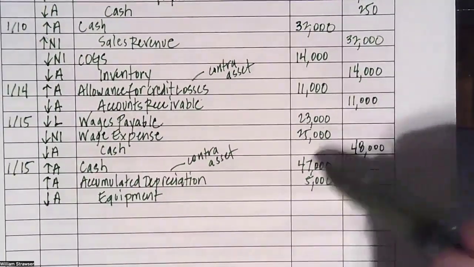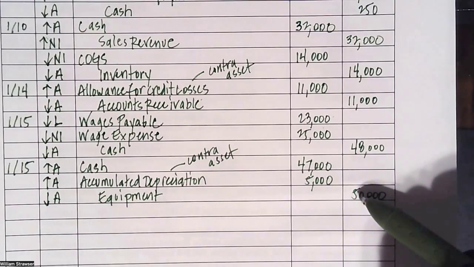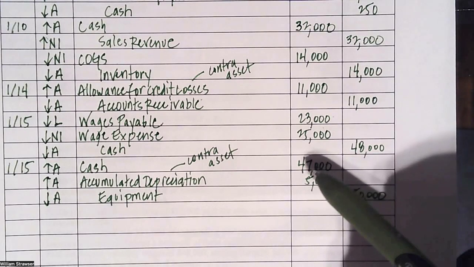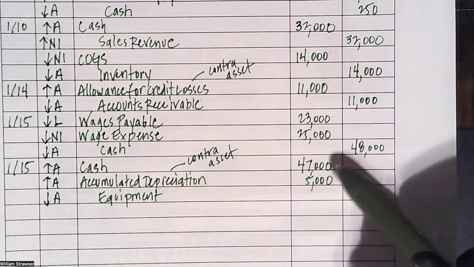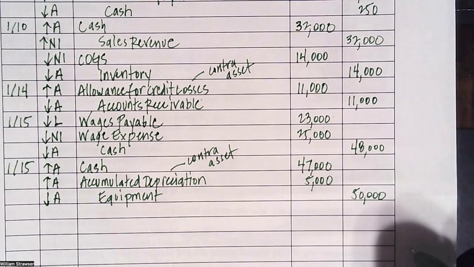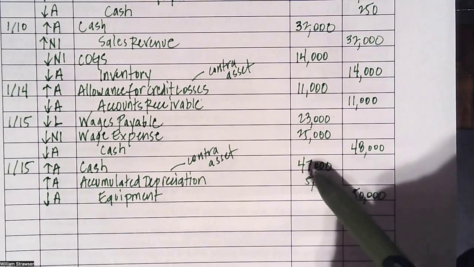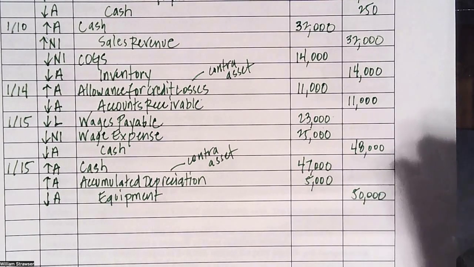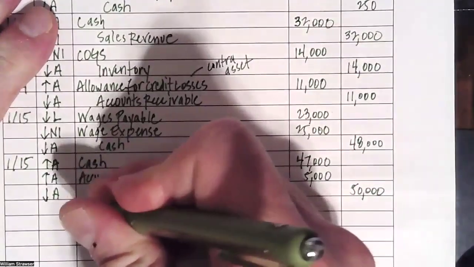Now, I do not have debits equaling credits. And that's a problem. No journal entry will be correct if the sum of its debit accounts does not equal its credit accounts. So I have $52,000 here, but only $50,000 here. The missing piece would be a gain on sale.